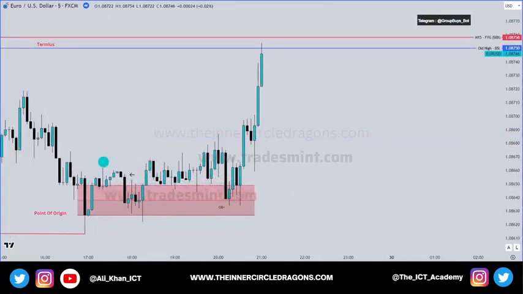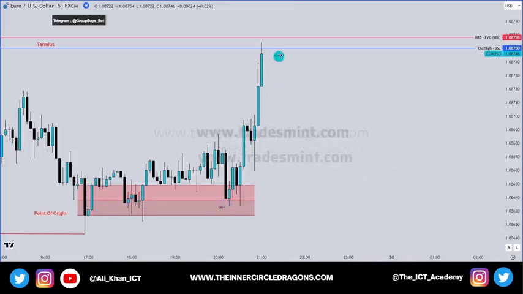If we zoom in onto this area, you can see how price ran the sell side liquidity below these relative equal lows and back into this down close candle over here, which is an order block inside of a higher time frame order block. The mean threshold level is being respected and price rejects from this level and we push up higher, reaching our terminus.